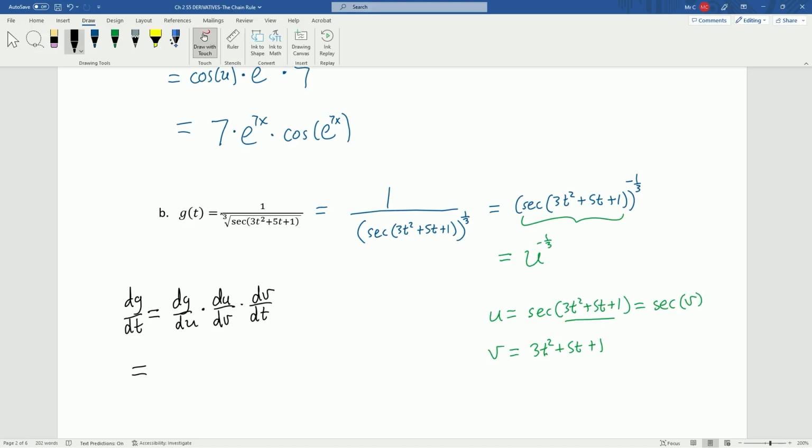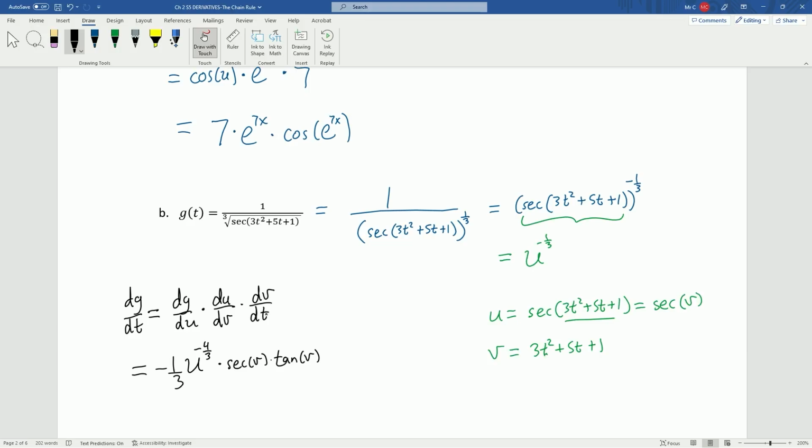So now we start writing out this product, dg du. I look at the derivative of g written as a function of u. That's negative 1/3 u to the negative 4/3 times du dv. So that's the derivative of the secant of v, which is just secant of v times tangent of v.